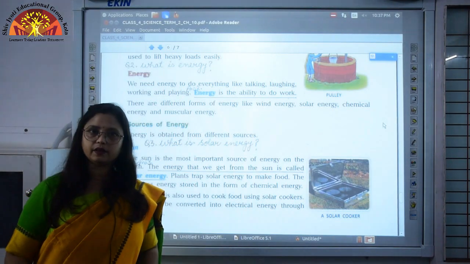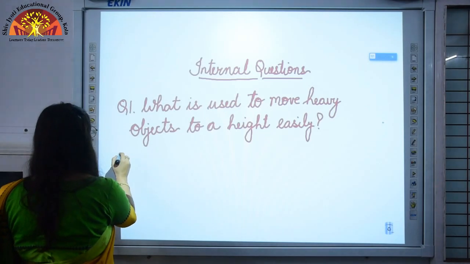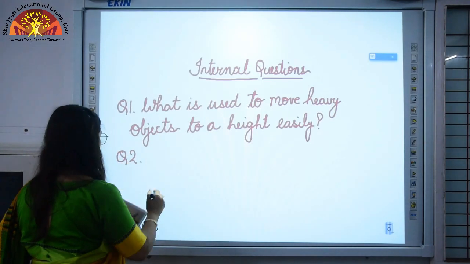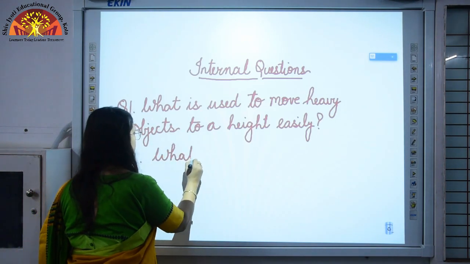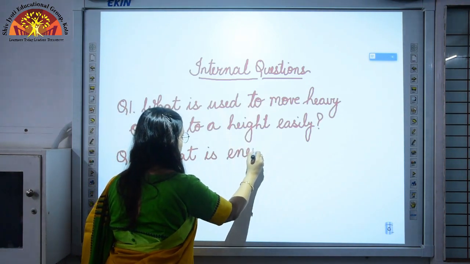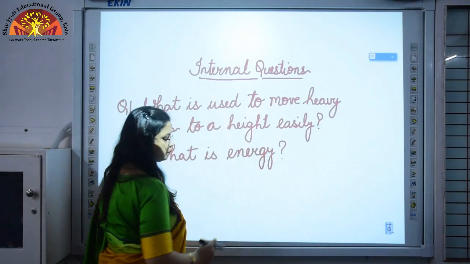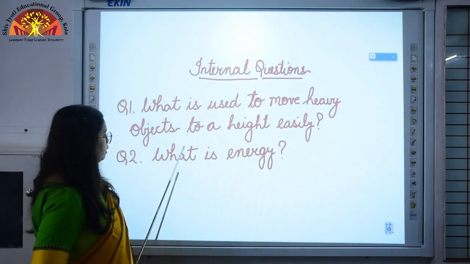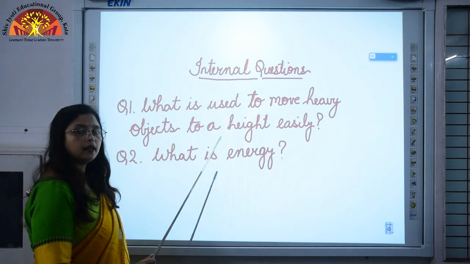Now children, there is one internal question. So let us first write the internal question. Question number 2 over here is, what is energy? I repeat the question. Question number 2 here is, what is energy?